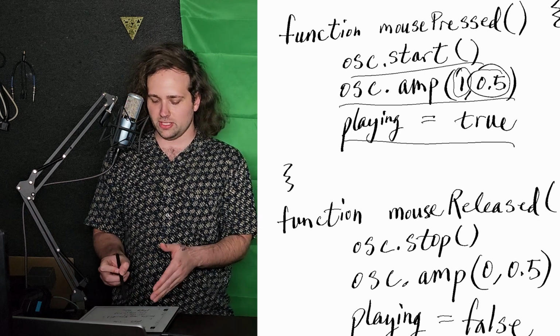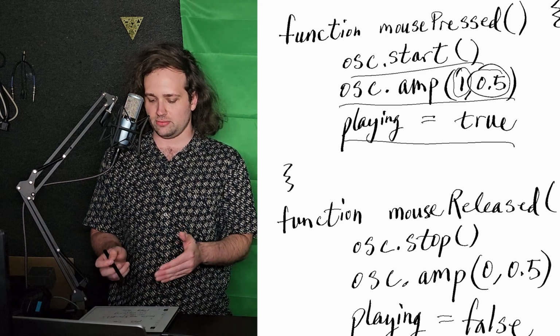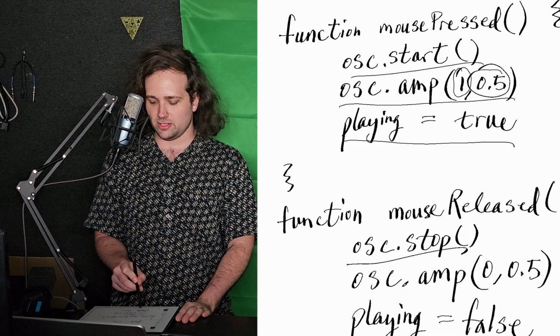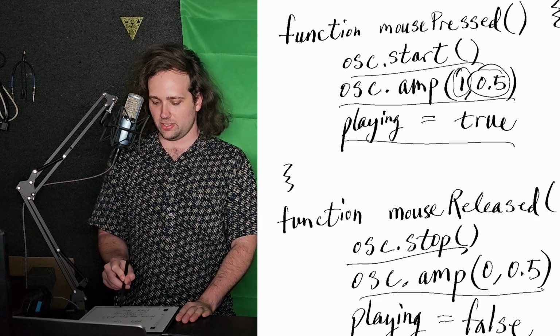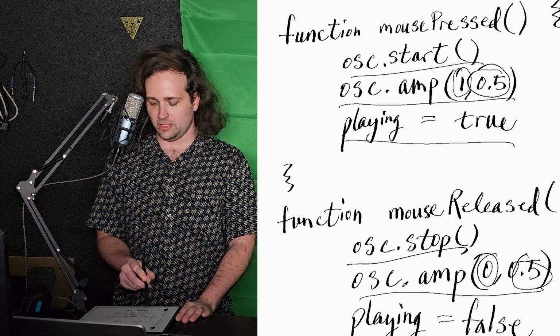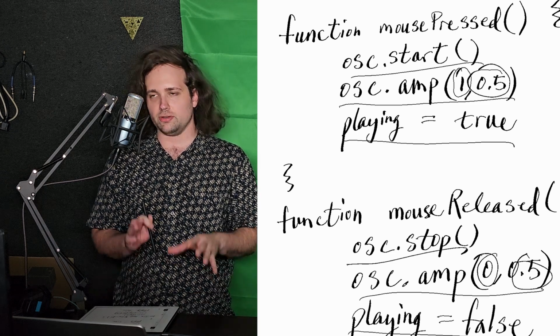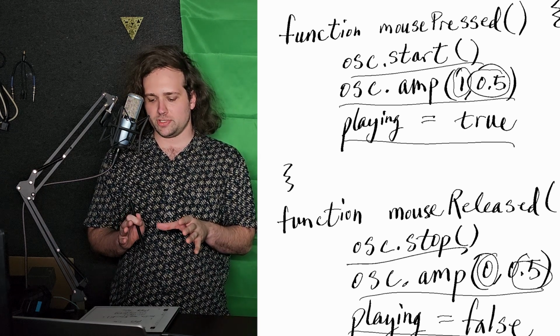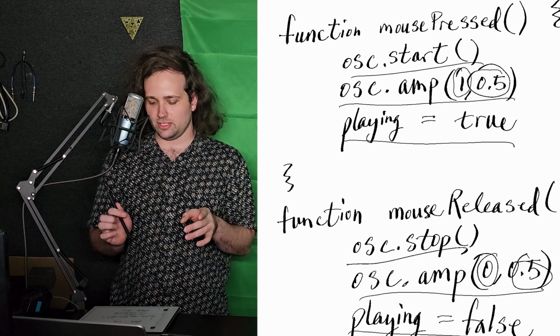And then when you release the mouse, it does basically the opposite. It kind of undoes all those things. It stops the oscillator, ramps the volume down to 0 within half a second, and then sets playing to false. So here, what we're going to do is just get rid of mouse pressed and mouse released.